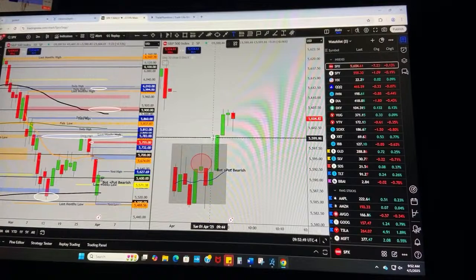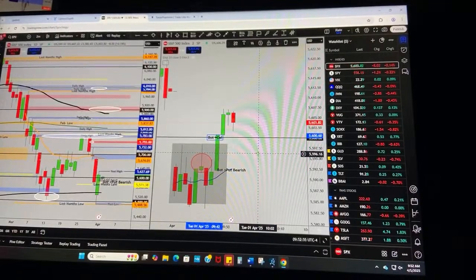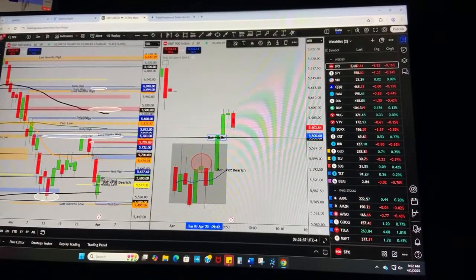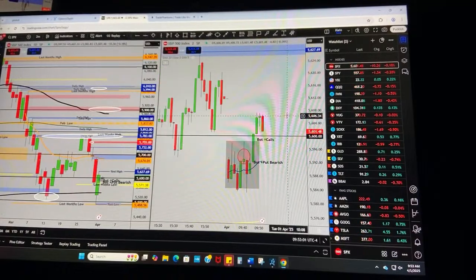Got stopped out on the puts. Then bought some calls here. We'll see if this market can pick up. If not, get stopped out and it'll be choppy, and I'll just continue to update.